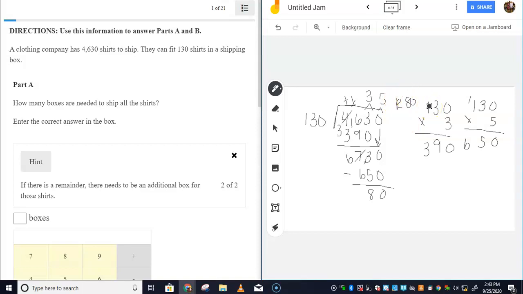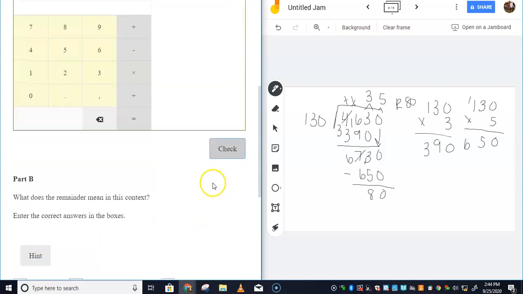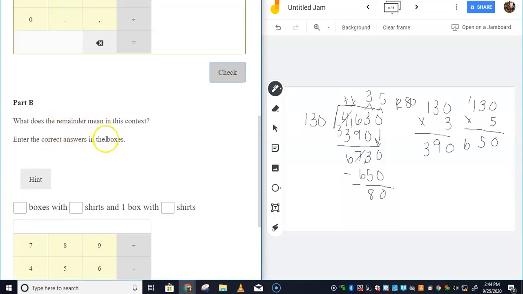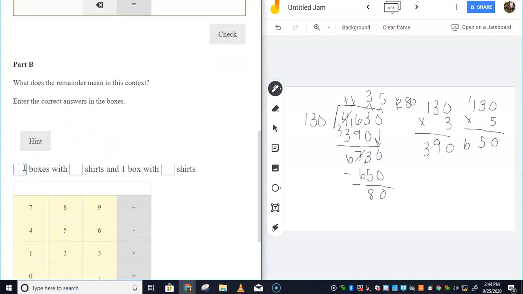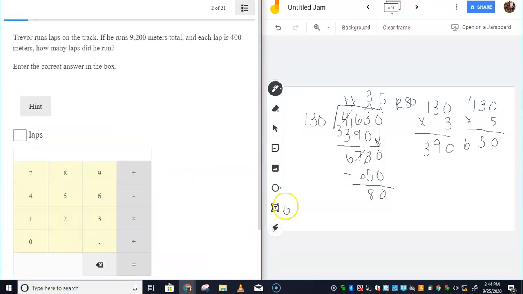So it says if there is a remainder, there needs to be an additional box. So we have 35 full boxes, and then we have an extra one. So we're going to need 36 boxes. Okay, what does the remainder mean in this context? So there are 35 boxes with 130 shirts, and one box has 80 shirts because 80 is our remainder. Okay, let's look at the next one.